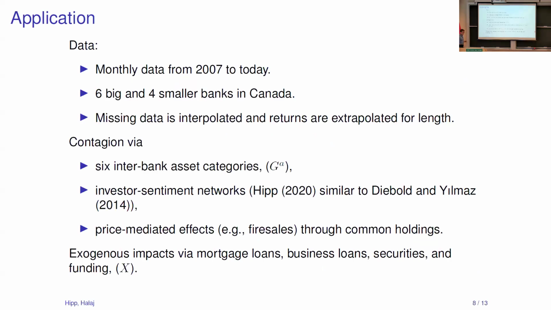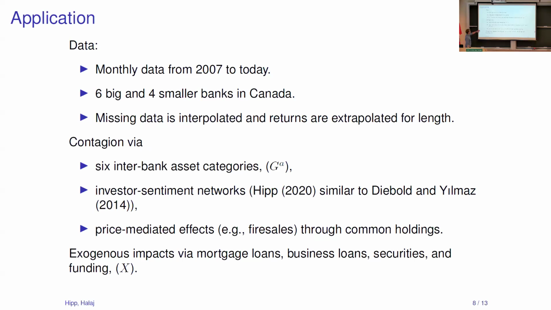I will now quickly go through the application here because that was the original motivation, and we also want to get insights from the data here. This data is monthly data. It's regulatory data for Canadian banks, going from 2007 to today. We have 6 big banks and 4 smaller banks in here. We had to drop one of the banks because they stopped reporting. The data that we do not have, we had to interpolate, and some of the returns we had to extrapolate because they don't date back so far. But we have sufficient information to make the exercise useful.